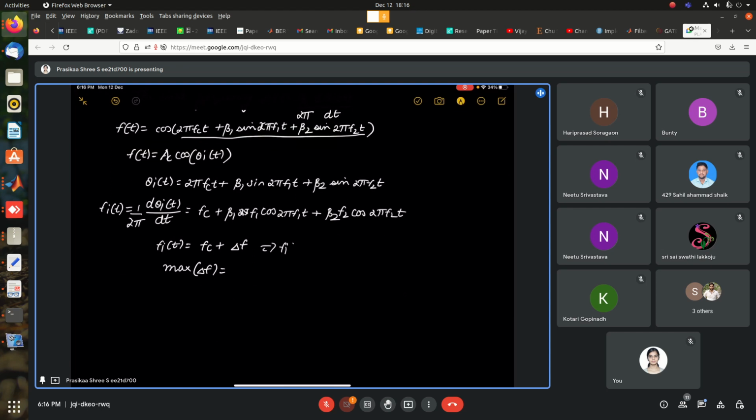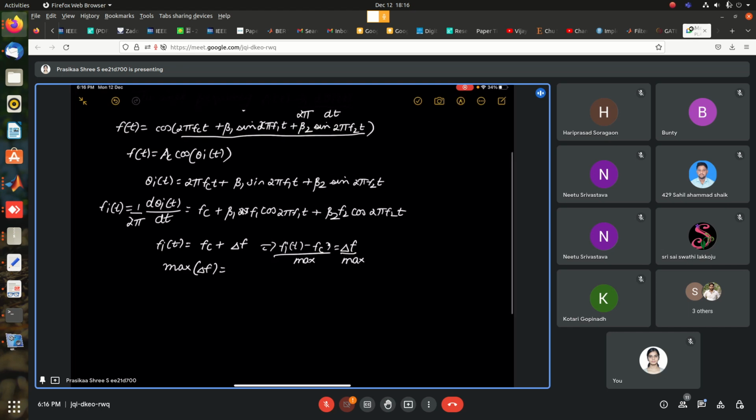So you can write it as fi of t minus fc. The maximum deviation is nothing but maximizing this, so you need to maximize the RHS also. Maximizing the RHS, we need to maximize beta 1 f1 cos 2 pi f1t plus beta 2 f2 cos 2 pi f2t. When you maximize this, you know that the maximum value of cos is 1. So the final answer we will be getting is beta 1 f1 plus beta 2 f2.